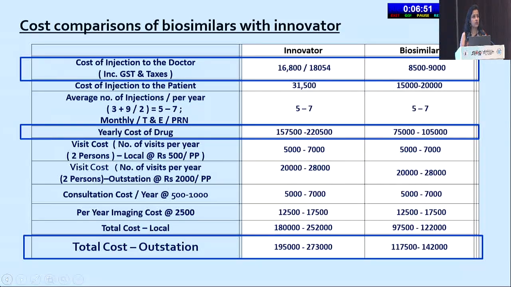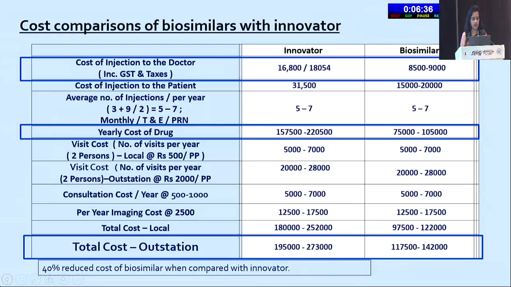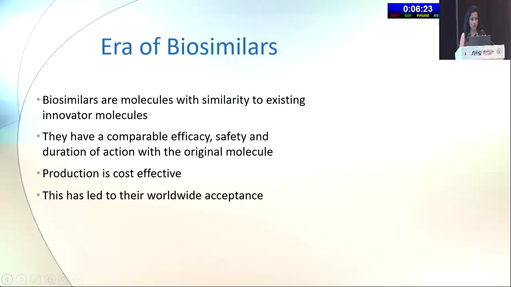So these are the numbers that we need to keep in mind when we are advising injections for our patients, especially because at tertiary referral centers, we do get patients from out of town, and sometimes their travel cost tends to be more than the drug cost itself. Now, coming next to the reduction that we see when we use a biosimilar over an innovator, it's at least 40%. So that advantage the patient should be given because of the number of injections involved.